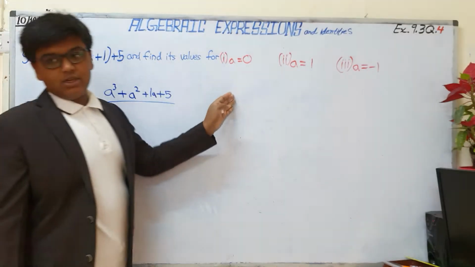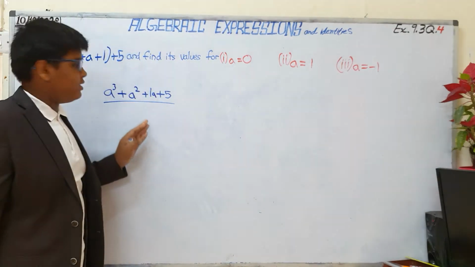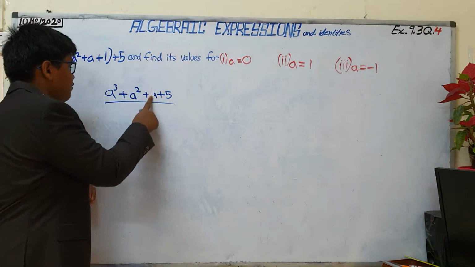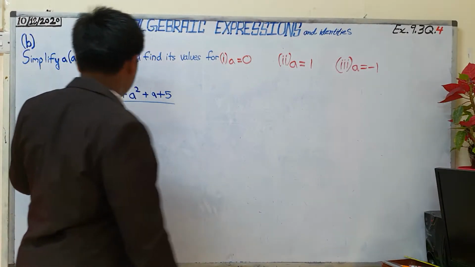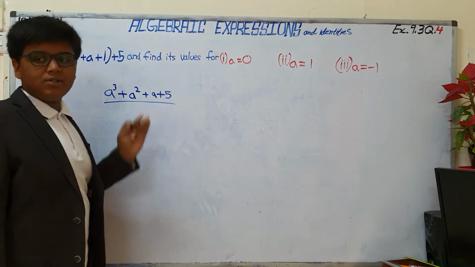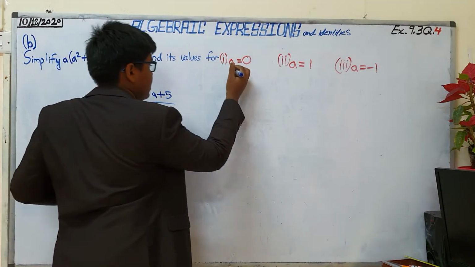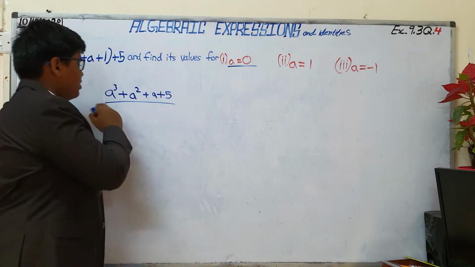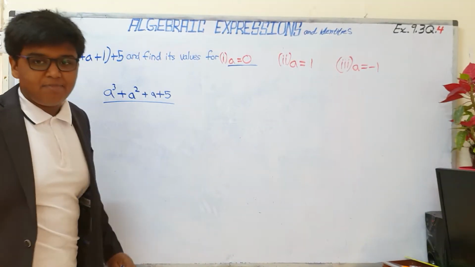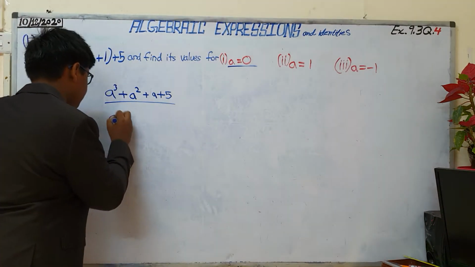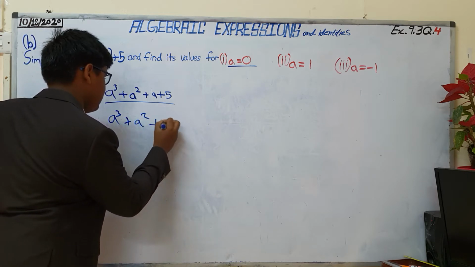Now let's go for this one. Here it is not necessary to write the 1, but we can write it as a also. Now we have a cubed plus a squared plus a plus 5. So the first one they are asking is a equals 0. Here we don't need to look at the powers, because zero doesn't have any powers. So a cubed plus a squared plus a plus 5.